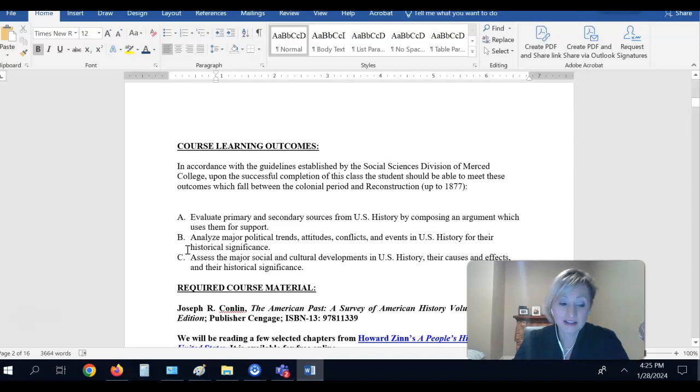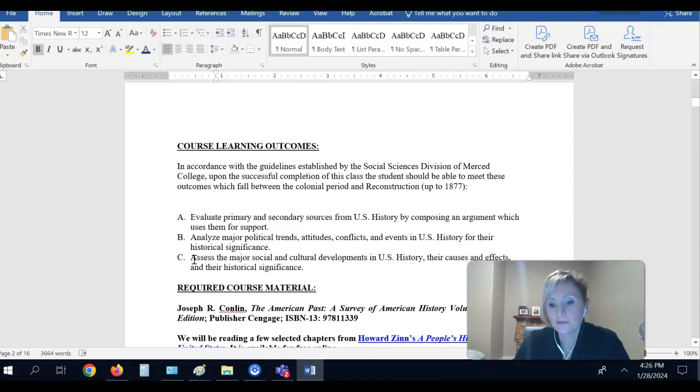We're looking at these events not as separate, distinct events per se, but as events that connect to larger trends, themes, ideas, ideologies, and so on, and what they can tell us about U.S. history. And the last one has the same thing, historical significance. It says assess major social and cultural developments in the U.S., their causes, effects, and their historical significance.